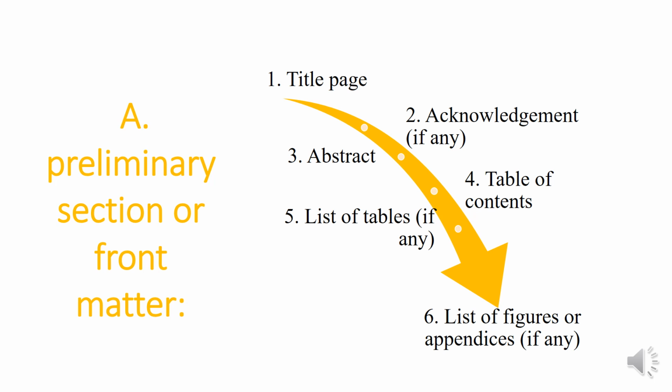So, what does a preliminary section or front matter include? This part includes the title page, the acknowledgement, if there is any actually, and the abstract, also the table of contents, and a list of tables and figures if there are any. Okay?